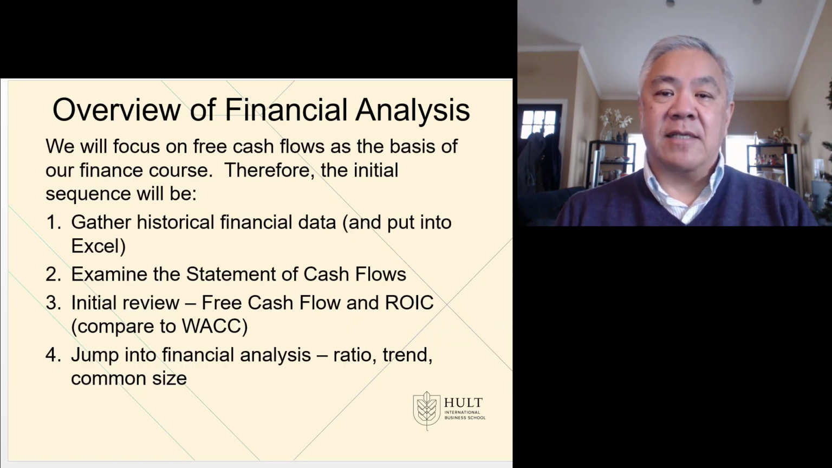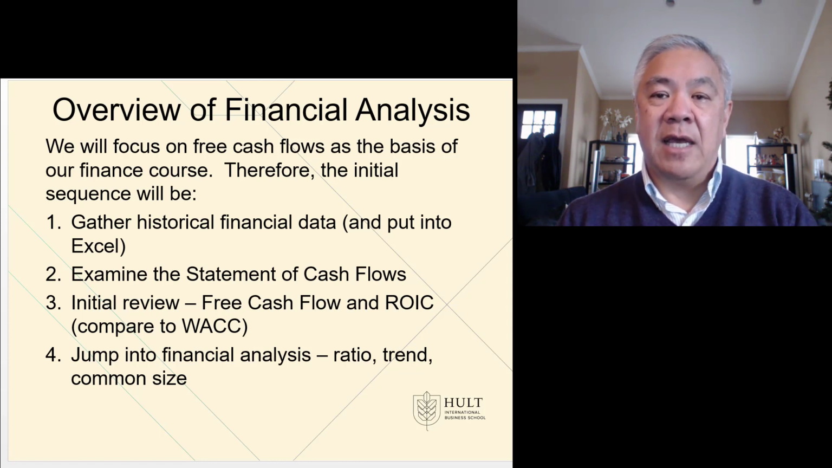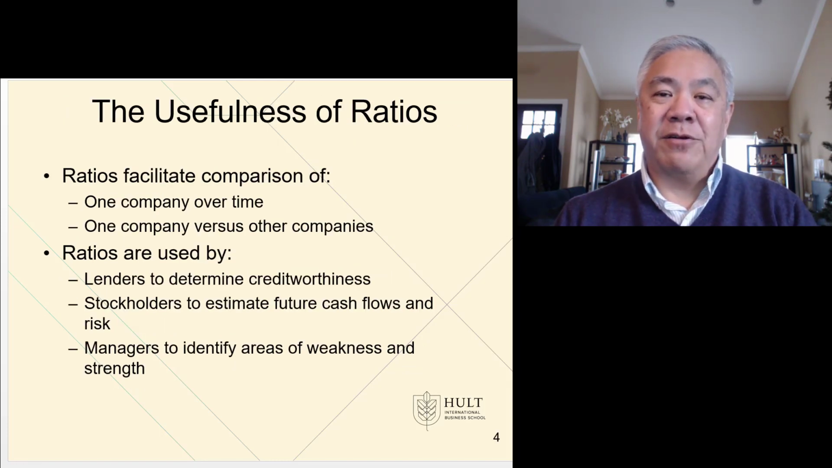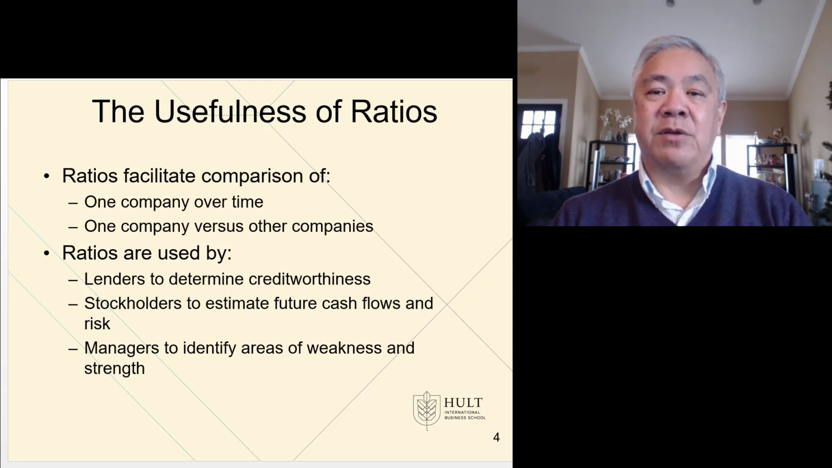When we approach financial analysis, we break it into 4 steps. Since we have a focus on free cash flow, we're going to start with gathering data and then jump right into the existing statement of cash flows and see what we can understand about the cash coming from the 3 activities. Those again being operating, investing, and financing. Then we'll dig into initial review of the returns, return on invested capital, and then go into the full-bore financial analysis, ratios, trends, etc. As far as the usefulness of ratios, they're useful, but don't think that they tell us all the things, and we can occasionally be deceived by using ratios.